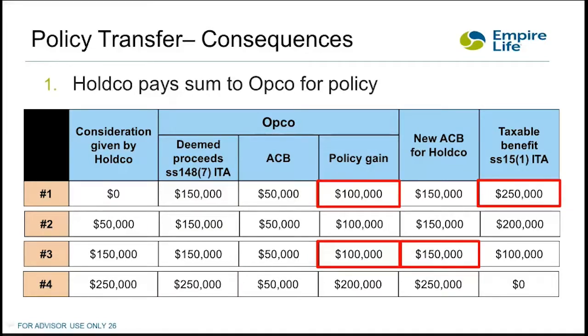It's also the situation where the new ACB for the holdco is the highest at $250,000, which is important to consider in regards to the capital dividend account for holdco. Since there's a higher ACB in this particular situation compared to the other ones of $100,000, it means that if the life insured were to pass away immediately following the transfer, the capital dividend account would be $100,000 lower than in other situations. And that means there's $100,000 less in capital dividends available, which could be distributed to the shareholders as a tax-free dividend.